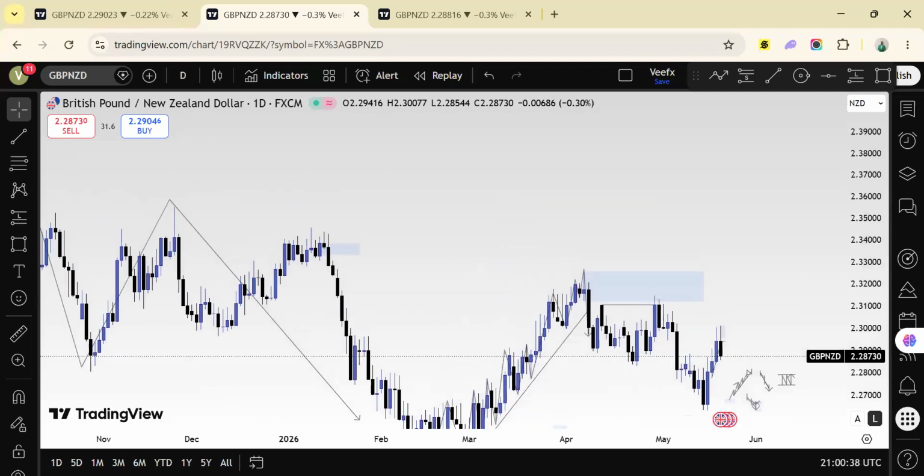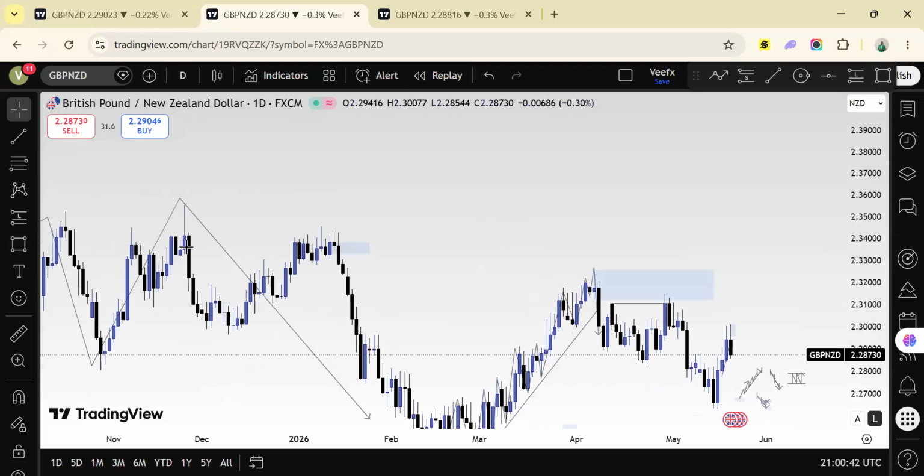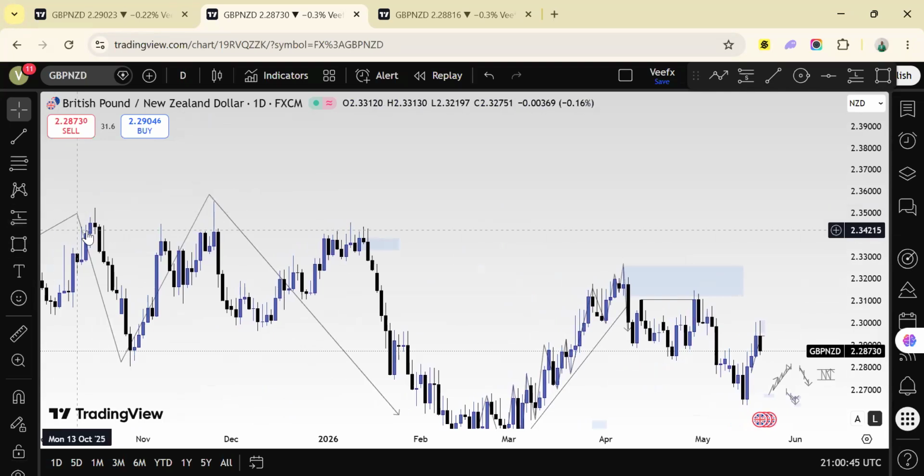So here we also spotted another bearish engulfing order block, right? Here we also have another evening star order block.